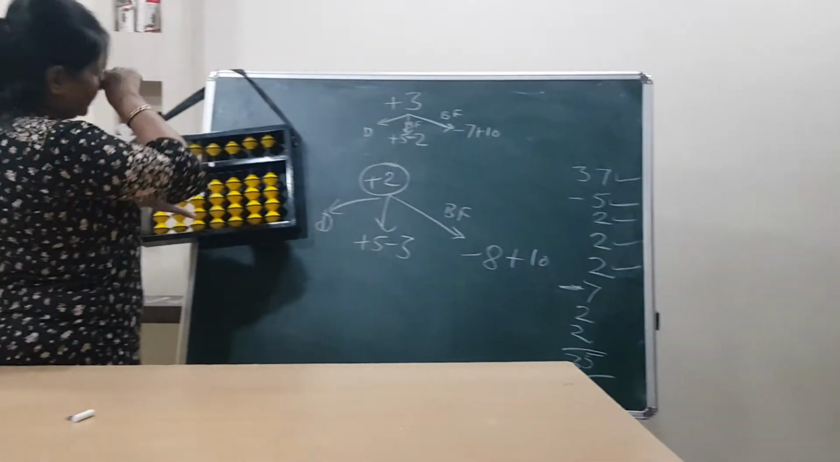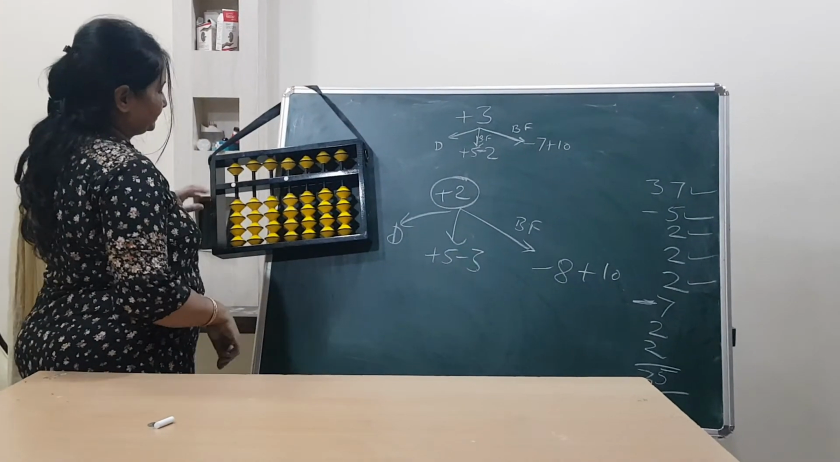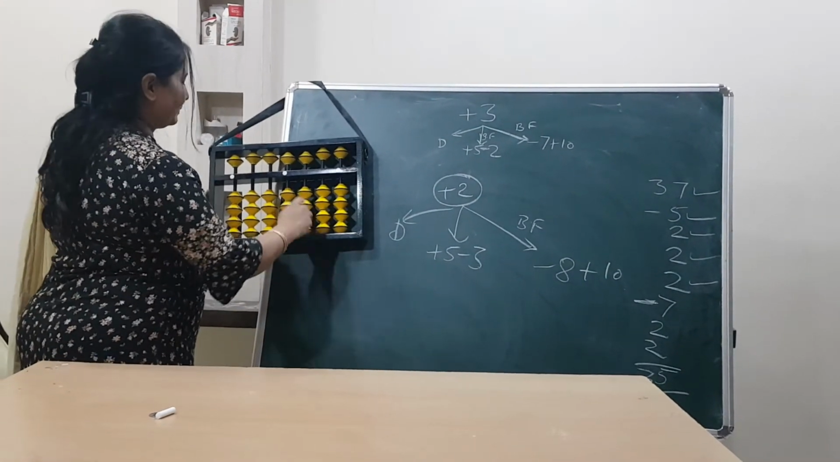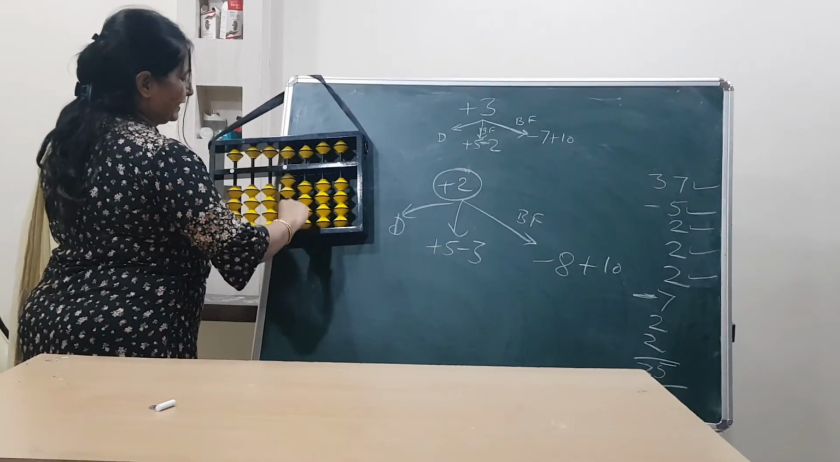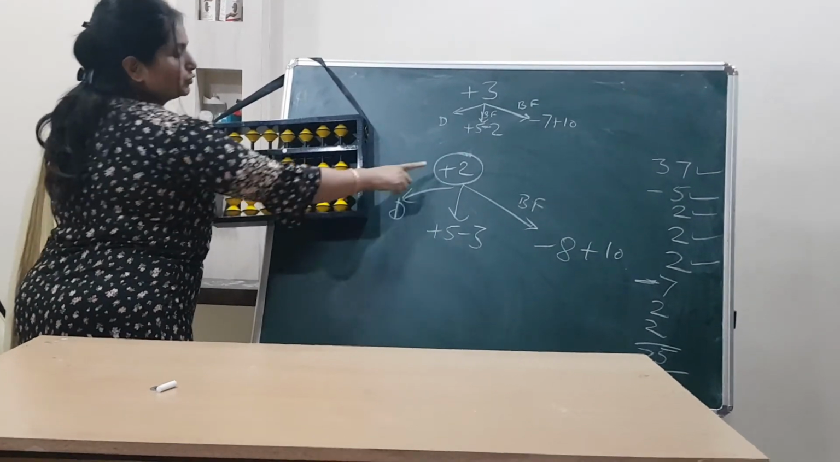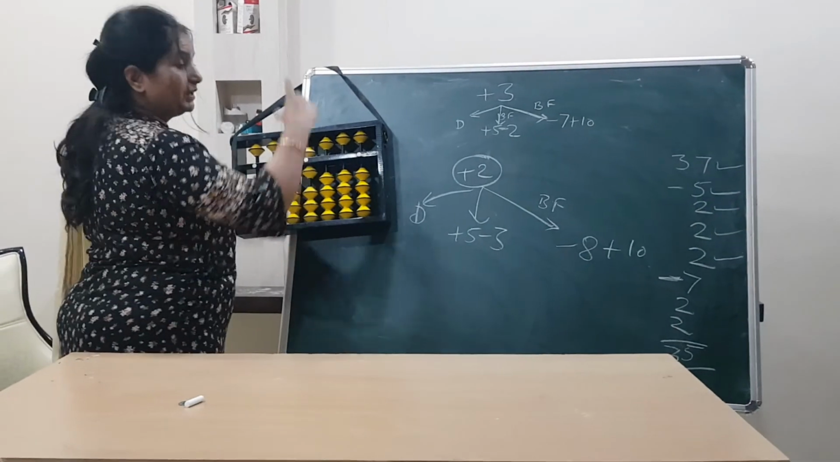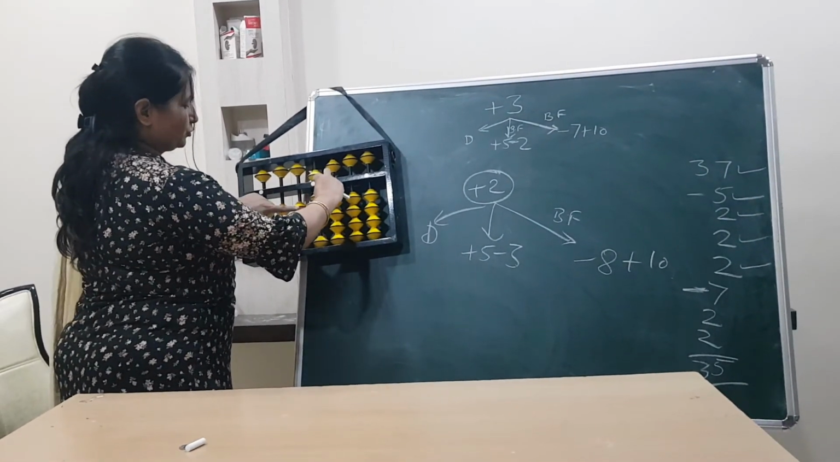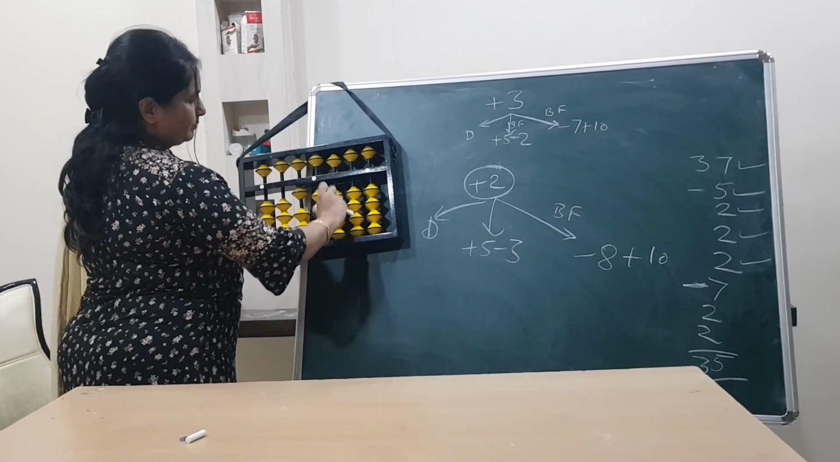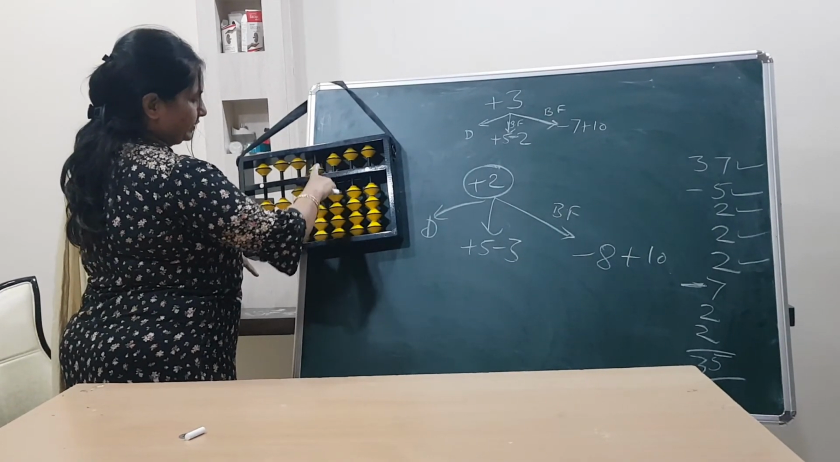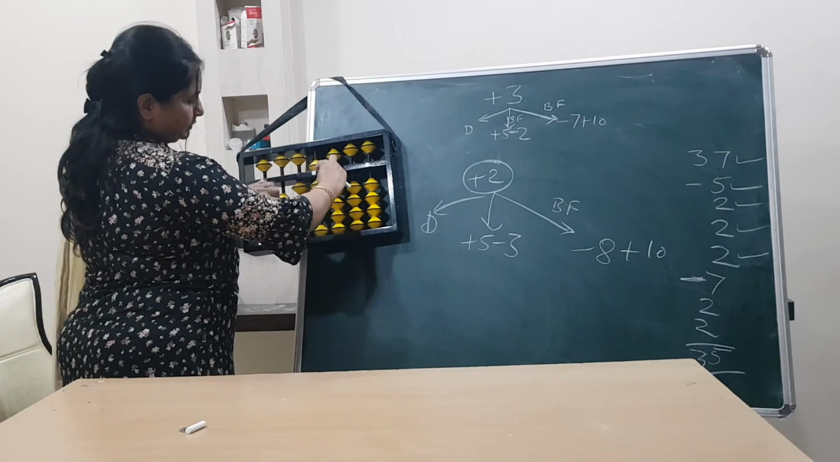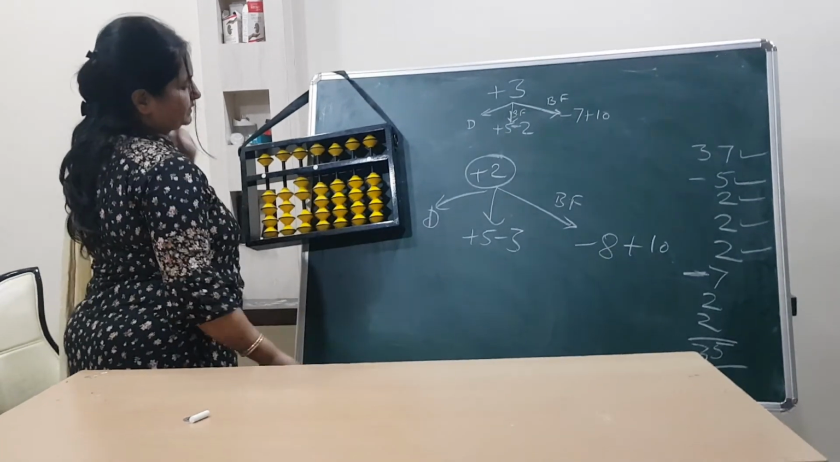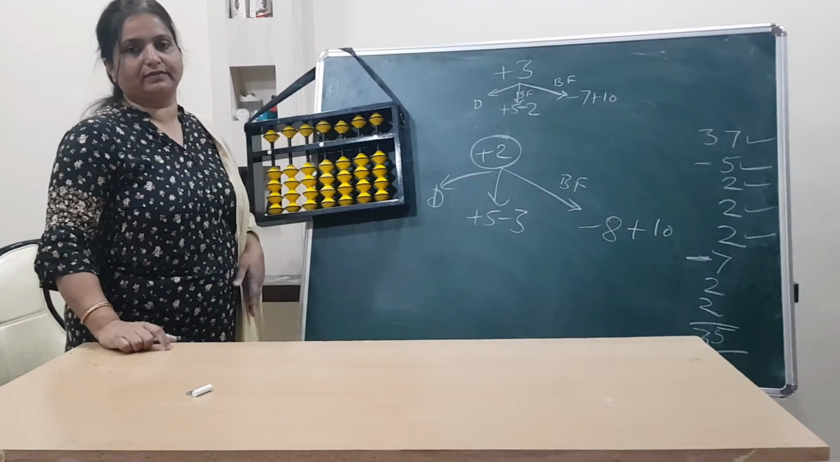Now next. Same way. So plus 2, you understood. Plus 2 direct. Small, plus 2 small means plus 5 minus 3. See, at a time both the fingers should work. Plus 2. Now plus 2 minus 8 plus 10. Plus 2 direct, plus 2 direct, plus with small, plus direct, plus with big means minus 8 plus 10. This way the plus 2 exercise.